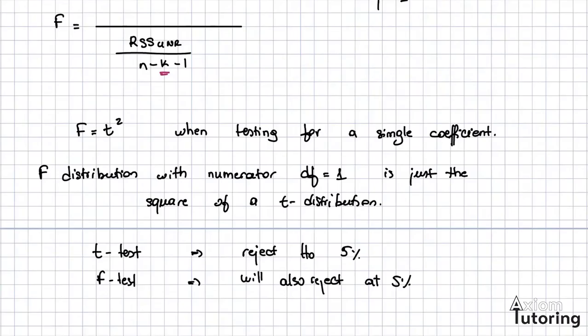But keep in mind, the relation that we found was that f is equal to t squared, and squaring removes the sign. So the key bottom line here is that when testing a single restriction, the f-test is just the squared t-test.